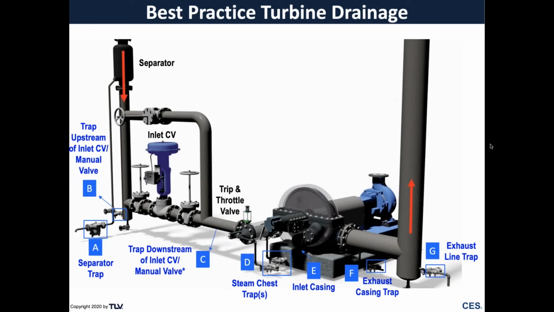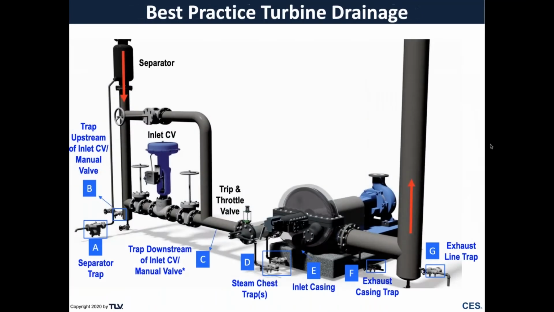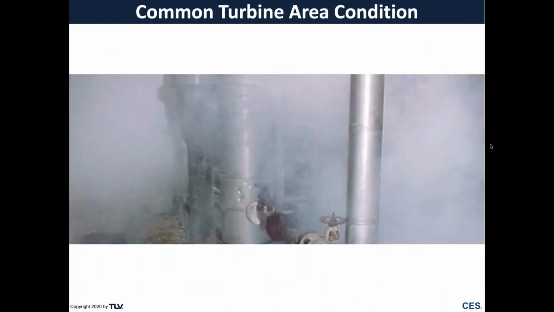When we take a look at turbines, we like to evaluate 7 points to see if there's adequate drainage needed in these 7 points. Sometimes people think, well, I don't want to look at so many potential traps on a turbine. Okay, but then what we typically see is this. It's a fog zone. It's an unsafe area, and it only means that we have to look at these 7 points to see if there's adequate drainage to avoid this.